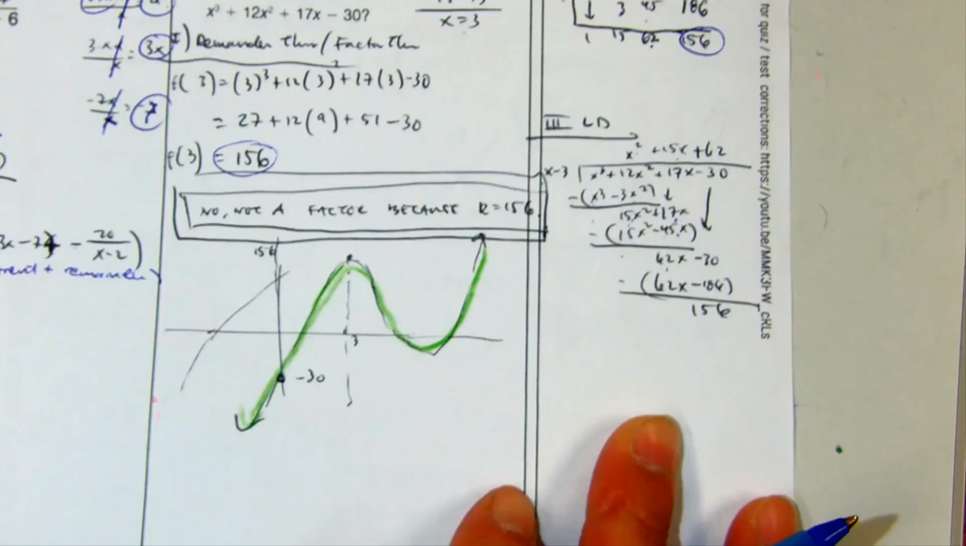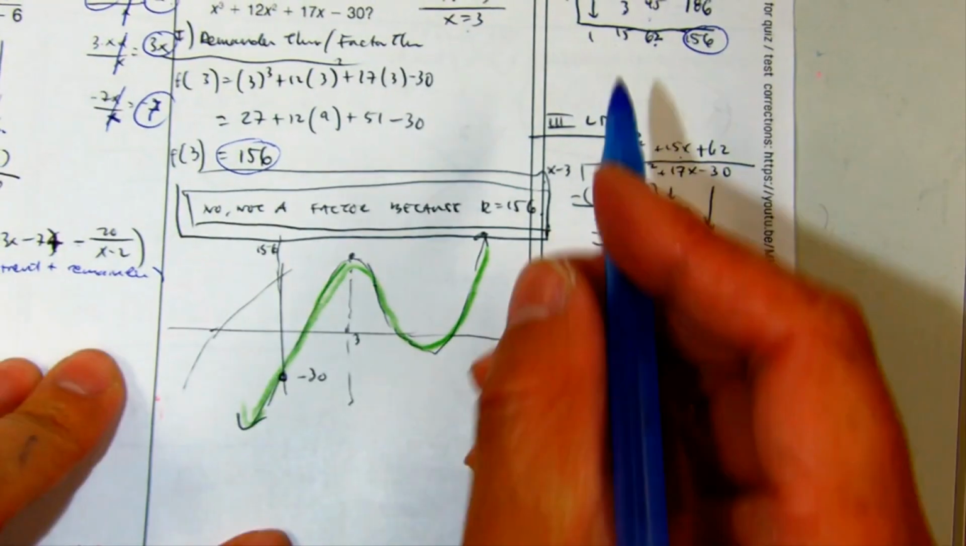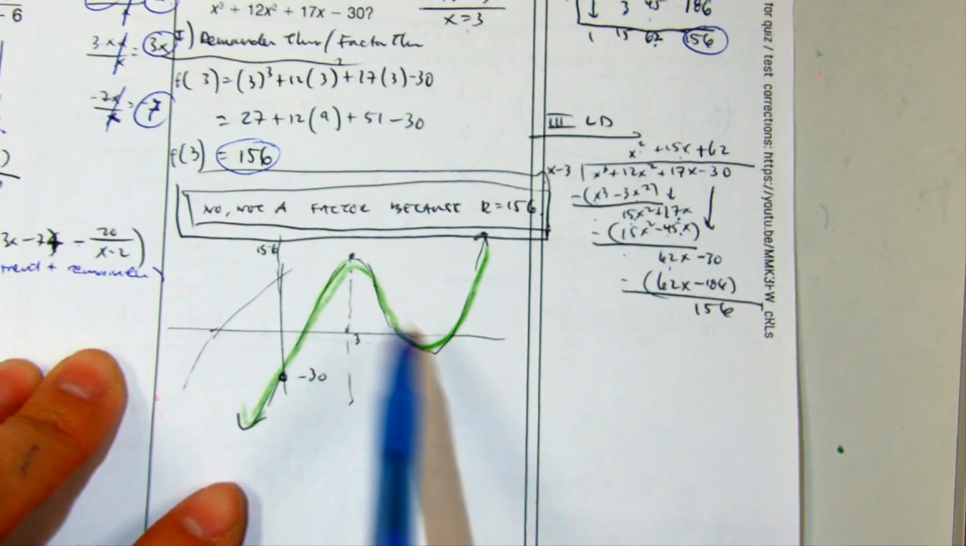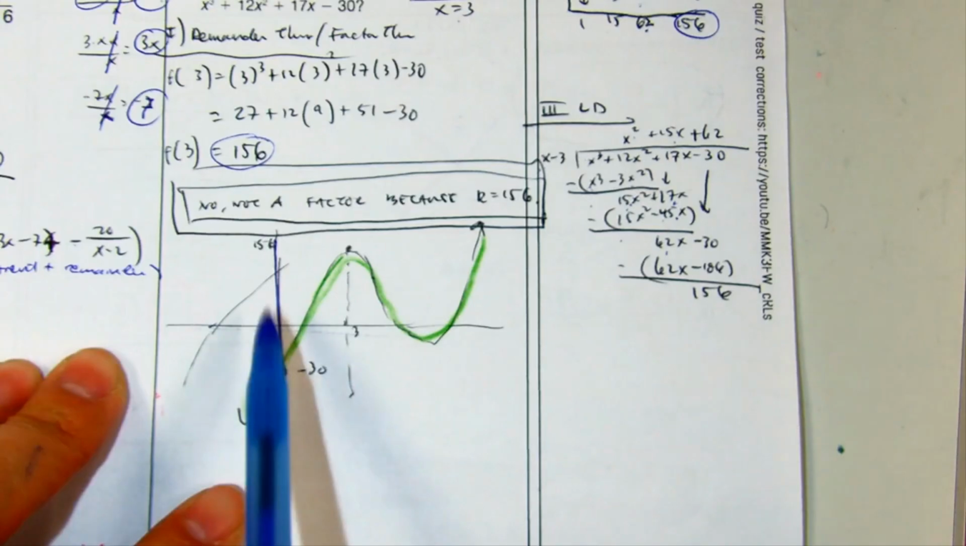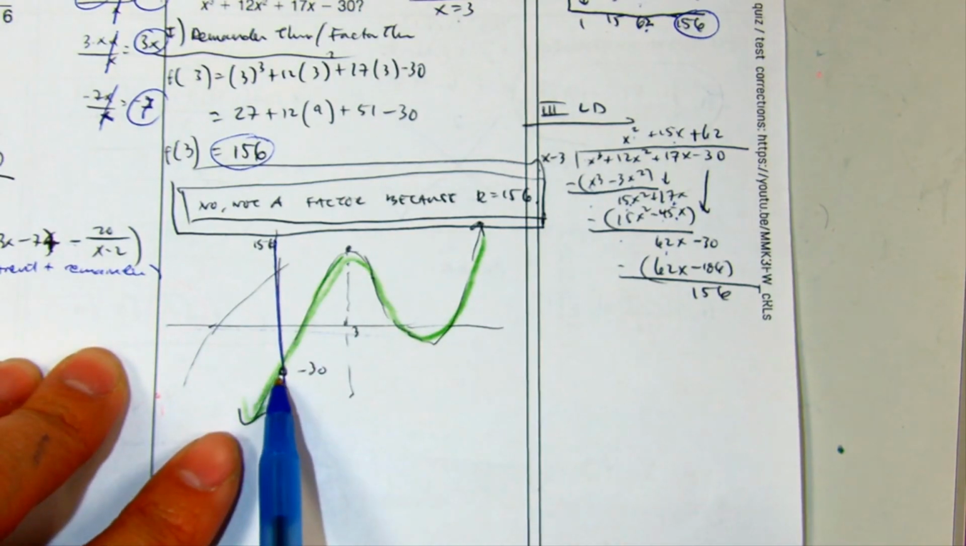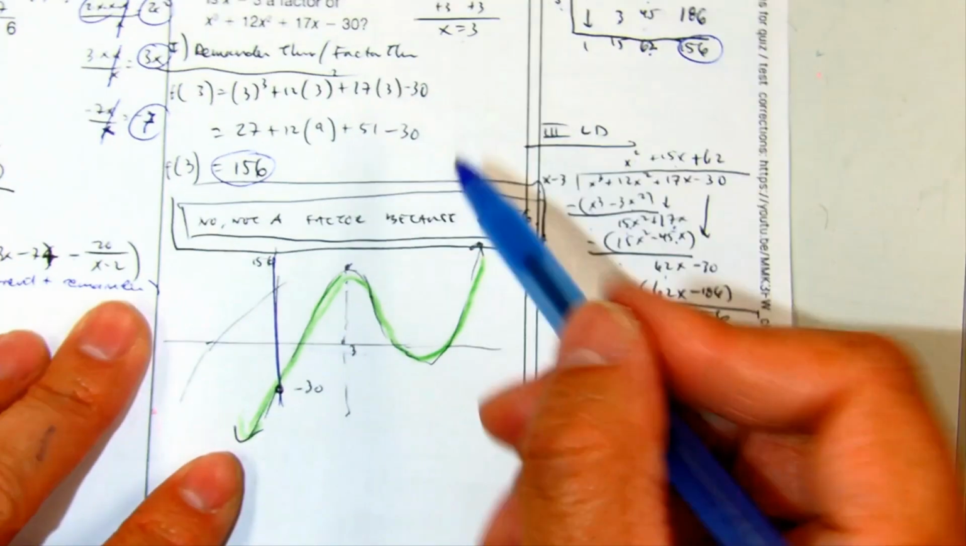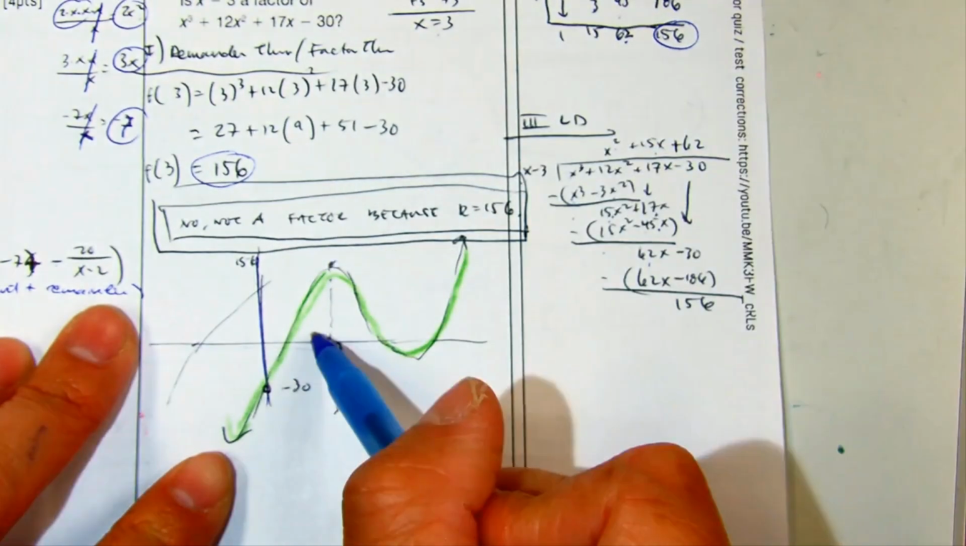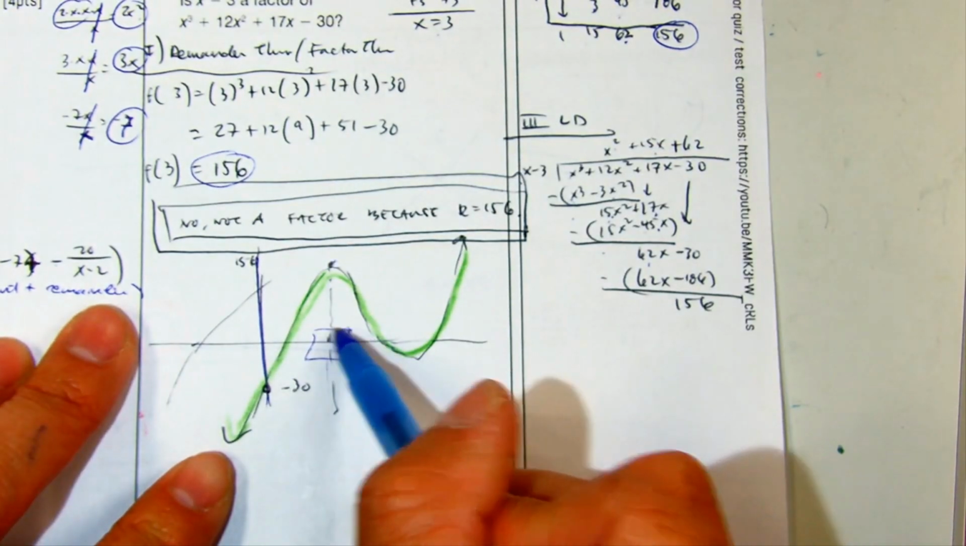If you drew yourself a polynomial, and this is my polynomial, it's a cubic, y-intercept of -30. The question is, what's happening at x equals 3? Does it cross the x-axis? The answer is no, it doesn't.